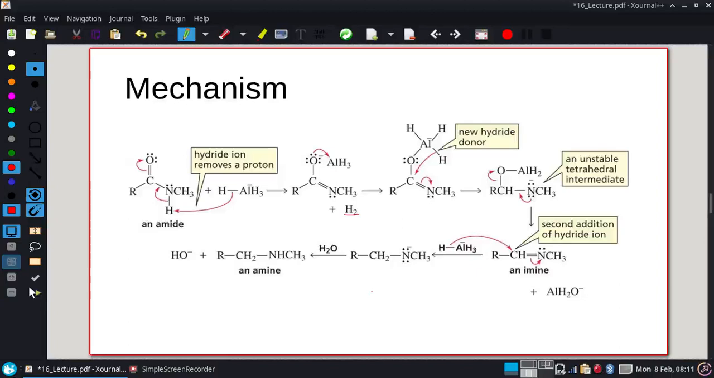The aluminum, the ALH3, does actually go up there and gets with the oxygen just like before. But that now enables us to move this double bond out here, and we get an unstable tetrahedral intermediate now with 2 lone pairs and a negative charge on that nitrogen.